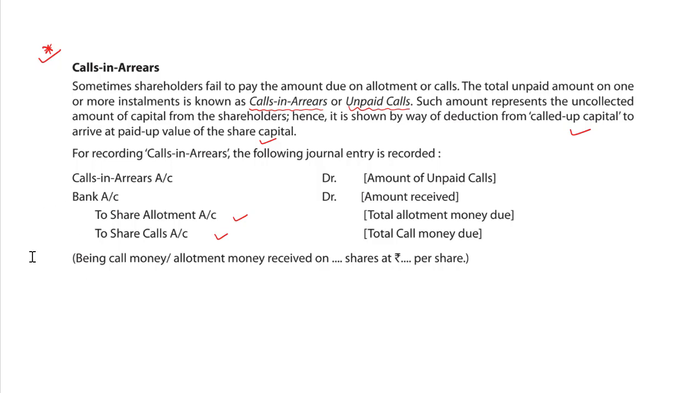Do it once more. For recording calls in arrears, the following journal entry is recorded. Calls in arrear account debited, amount of capital unpaid calls, bank account debited, that is amount or money received, to share allotment, total allotment money due, share call, total call money due.